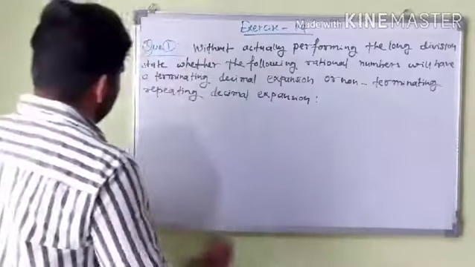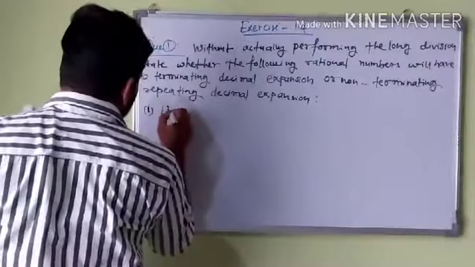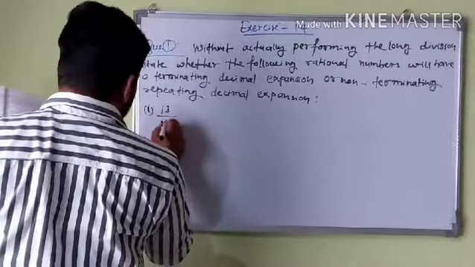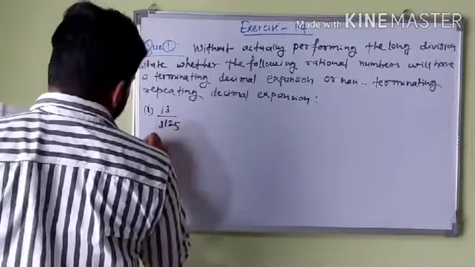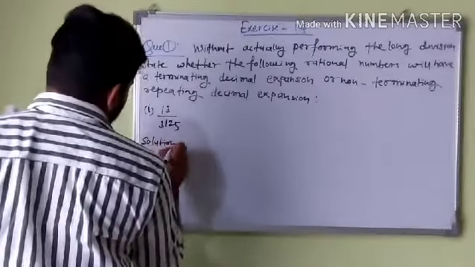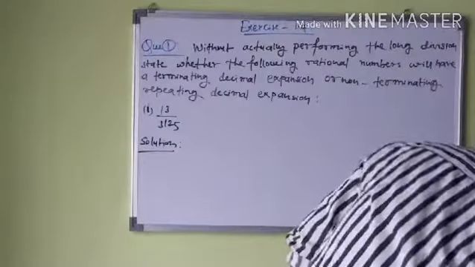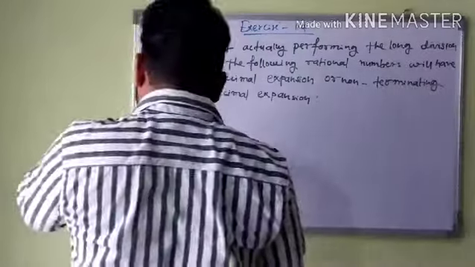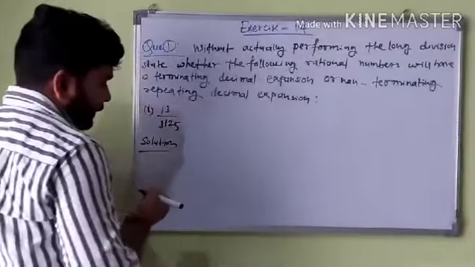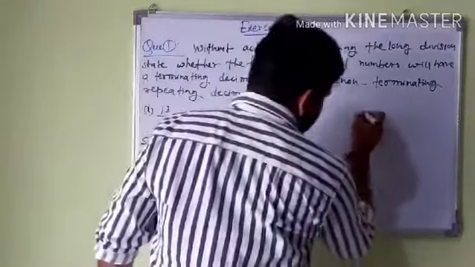Okay, let me discuss question number 1. Question number 1 is 13 divided by 3125. We can write the solution of this directly. First, let's check. The prime factorization of 13 is 13. It is a prime number.